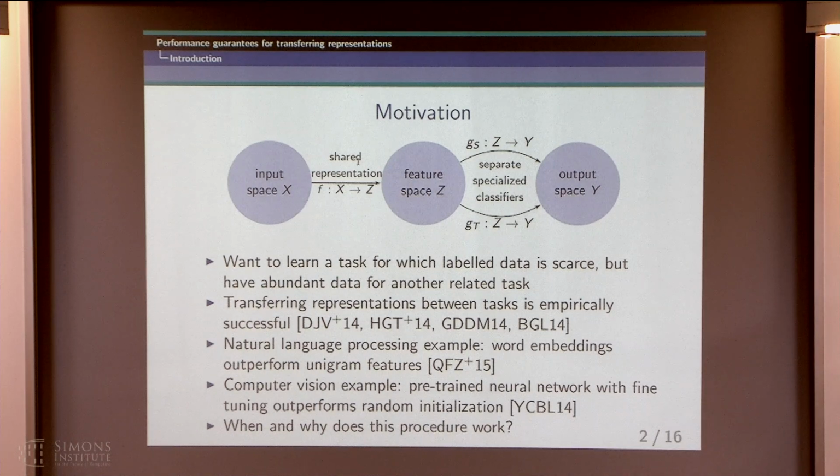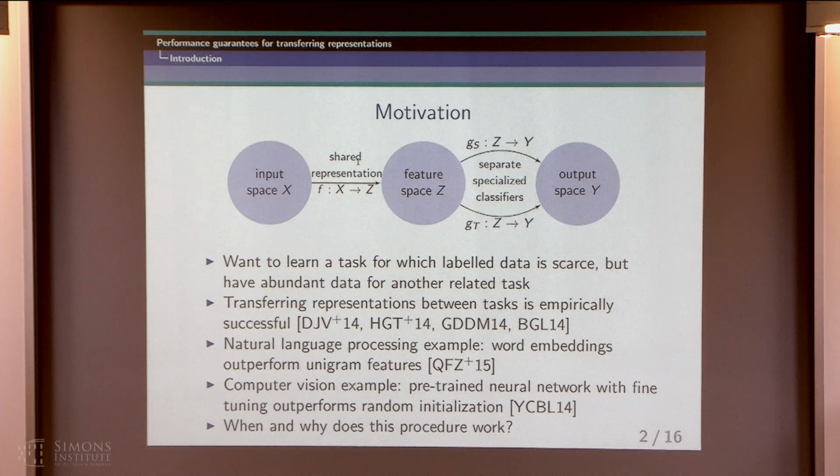And maybe you've got a scarcity of labeled data for your target task. On the other hand, you have a source task, and you suspect that the two tasks are related in the following way. You think that there's some shared representation f mapping x to some feature space z that crosses the two tasks, and then you want to learn some specialized classifier from z to y that's separate for each of the tasks. This is pretty empirically successful for a range of applications.